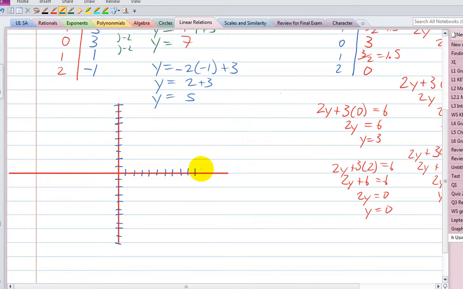Go in between the line, on the line, in between, on, in between, on. Each one is a value of 1. Okay. So now you have an approximate grid. Left to right, try and keep them equal spaced, equal distance apart. So plot the points, please.